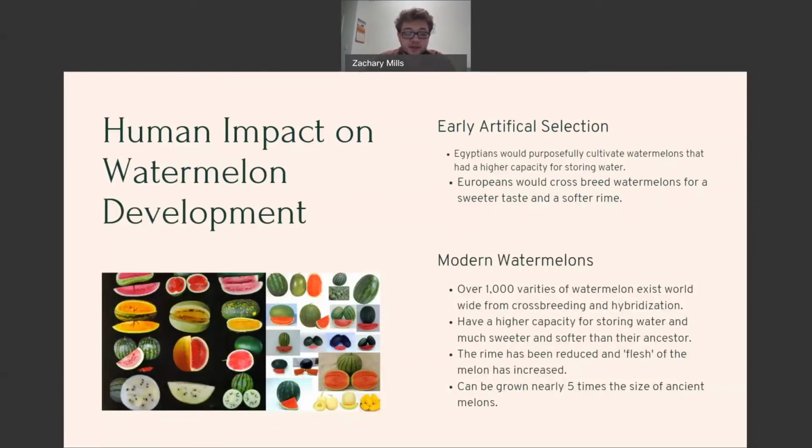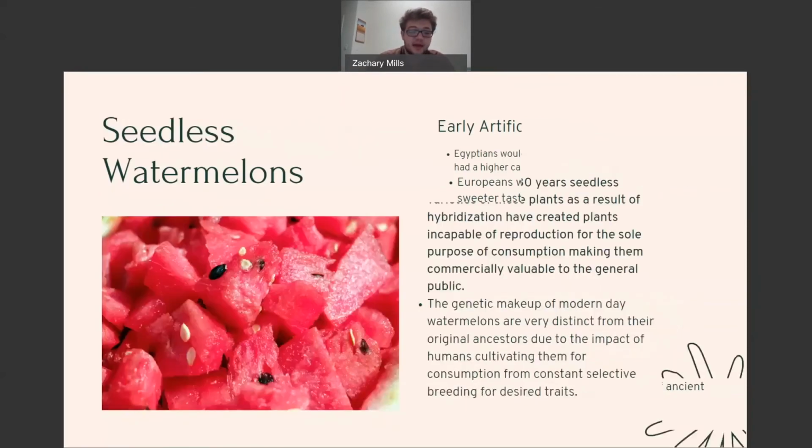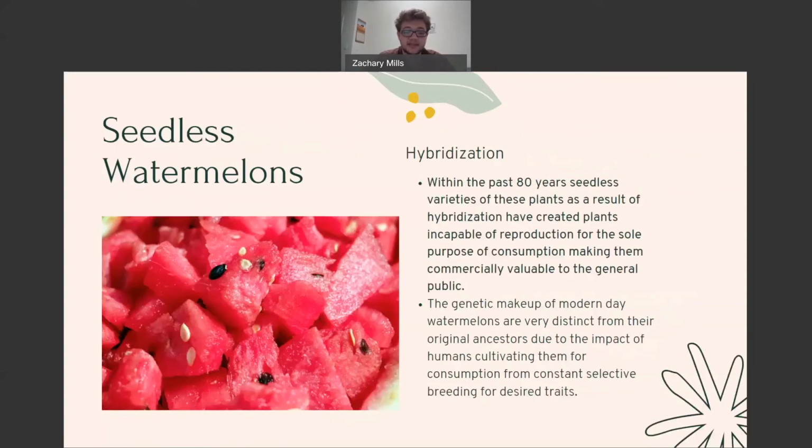Today, there exist over 1,000 varieties of watermelon due to crossbreeding and hybridization. Modern day watermelons are much sweeter and softer than their ancestor, with a higher water content, and can be over 5 times the size of the original watermelon. One of the most popular melons today is the seedless variety. Within the past 80 years, we have created hybrid watermelons that no longer contain seeds, which have become commercially valuable. The genetic makeup of modern day watermelons is very distinct from the original ancestor due to generations of selective breeding brought on by humans beginning as far back as ancient Egypt.